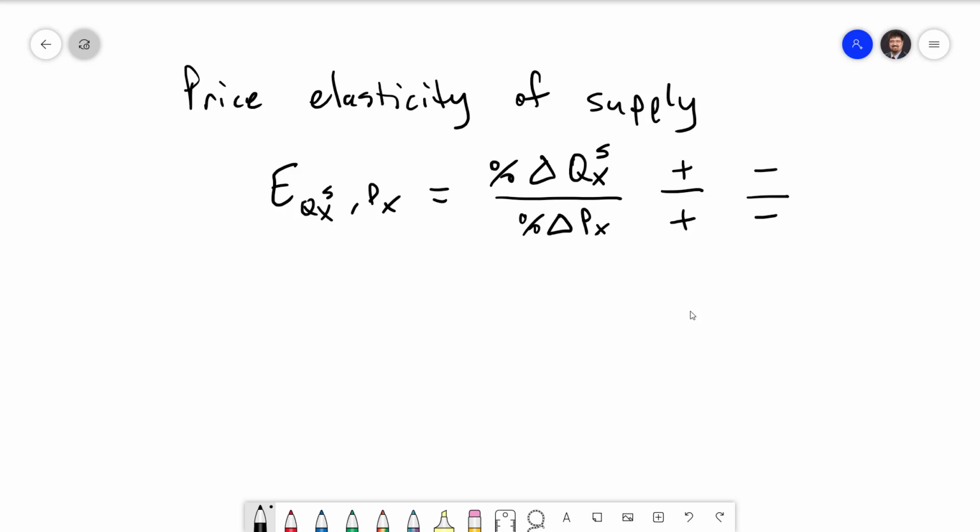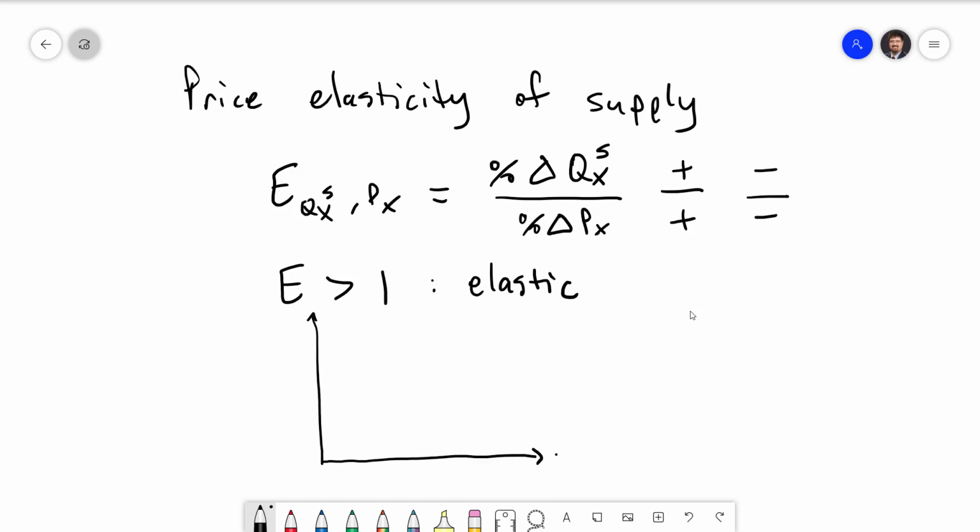Much like demand, we can also talk about elasticities that are greater than 1. We can say that that is elastic supply. The most elastic supply possible has an elasticity of infinity. On the graph, that's going to be a horizontal supply curve.